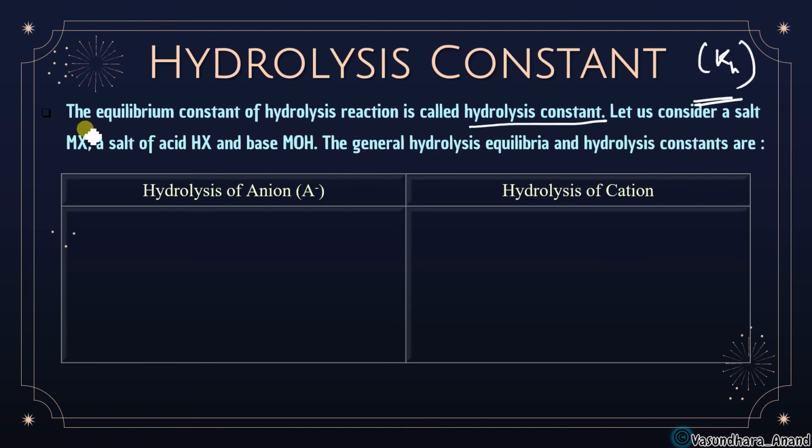किसको कहेंगे? Equilibrium constant ही होता है, but किसका होता है? Hydrolysis reaction का. Okay. Let us consider a salt MX, a salt of acid HX and a base MOH. एक एसिड है HX और एक है बेस MOH. इन दोनों के कॉम्बिनेशन से we got a salt MX. So the general hydrolysis equilibrium and hydrolysis constant for anion and for cation.